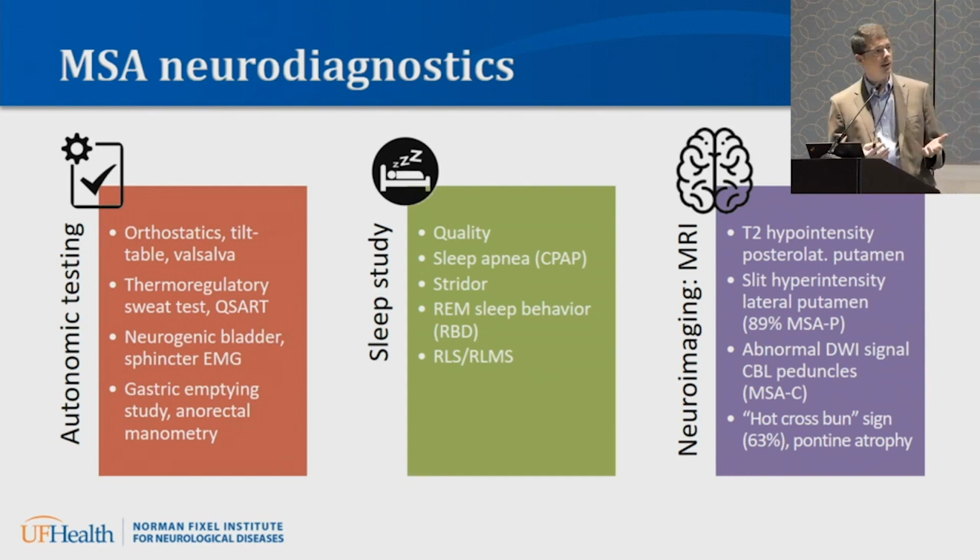There are some ancillary tests that we sometimes use to help distinguish these, and we're going to talk a little bit about that. Dr. Chomsky is going to talk a little bit about autonomic testing. Some of the tests listed here are the tilt table test and thermoregulatory sweat testing. I'm going to talk more about sleep studies.